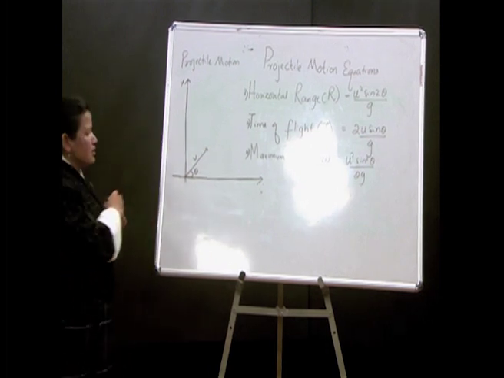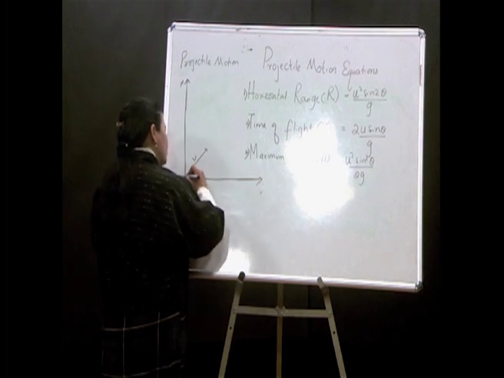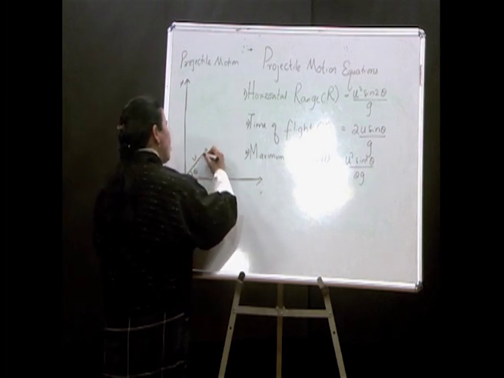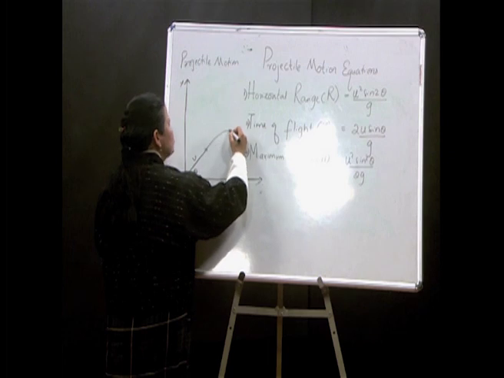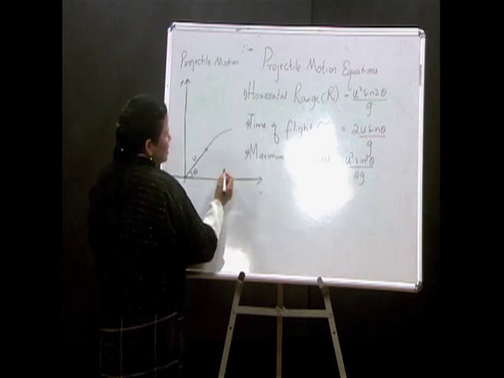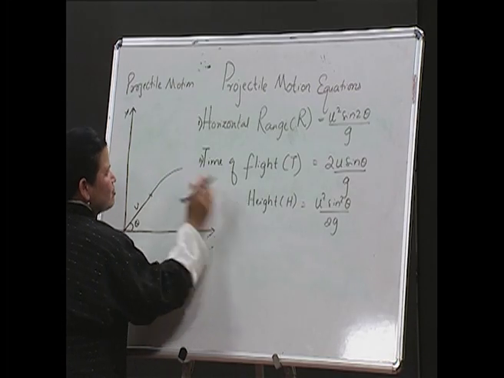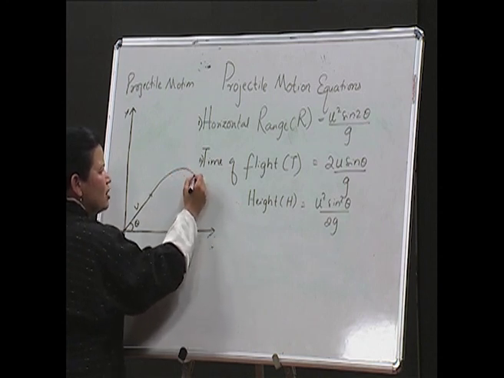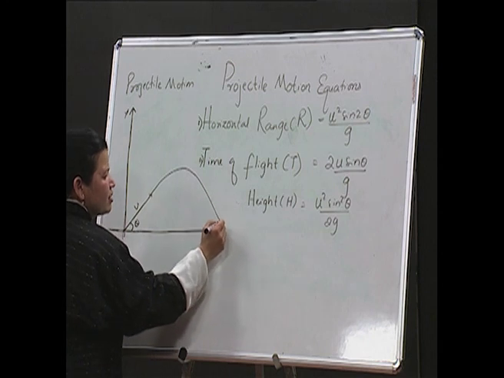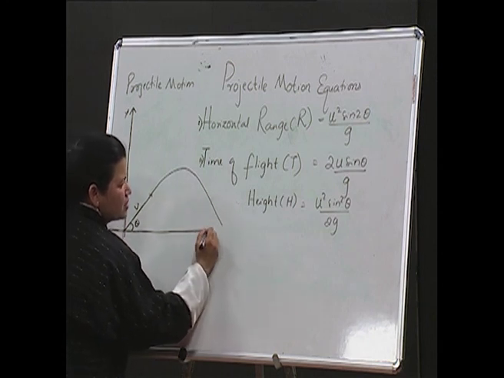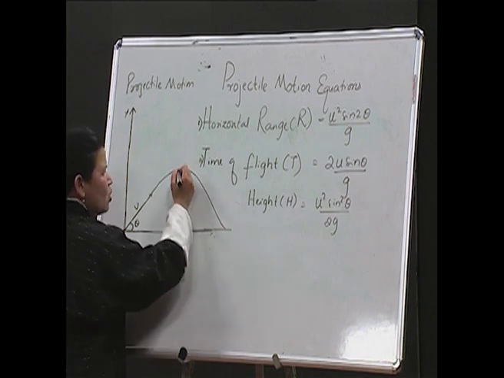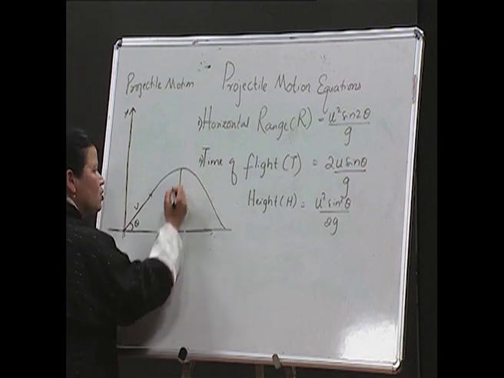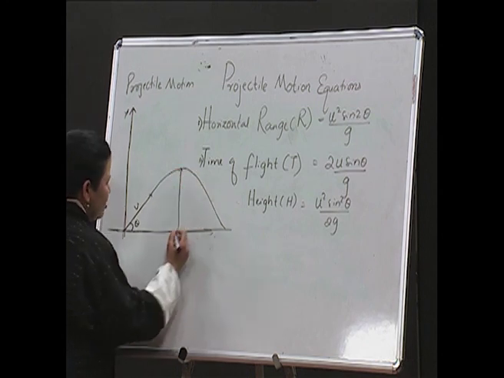So, what happens? This particle will follow a path, it will rise up to a certain height, and then after some time, after attaining a maximum height, it will trace back the path. That means it will fall back to the same position.